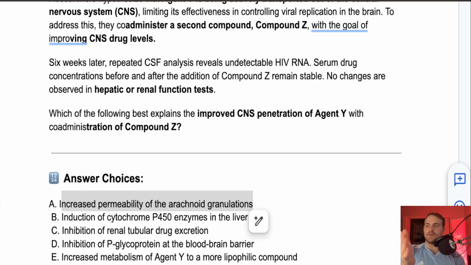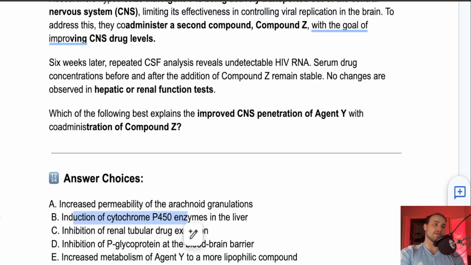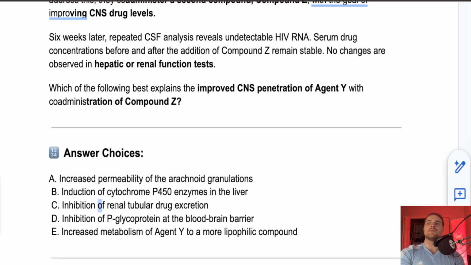And if you inhibit the P-glycoprotein pump, the efflux pump, then it'll increase the drug levels in the brain without changing the serum levels. And so the serum levels would change if you did induction of cytochrome P450, for instance, right? Because that would increase the drug metabolism, reducing the drug levels and changing the serum. And the question said it didn't change the serum, so it can't be B. Inhibition of the renal tubular drug excretion could raise the drug levels, but that didn't happen, and so it wouldn't explain the CNS, right? So that can't be our answer.